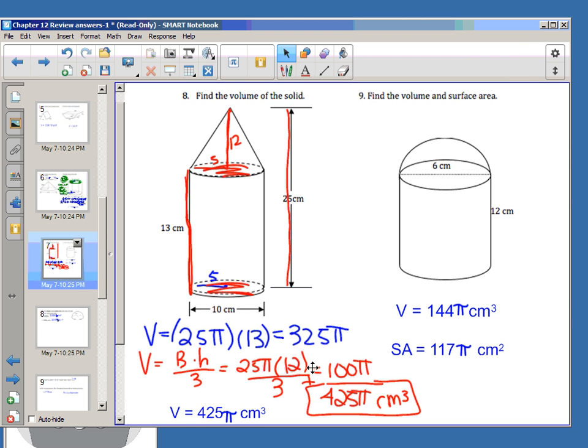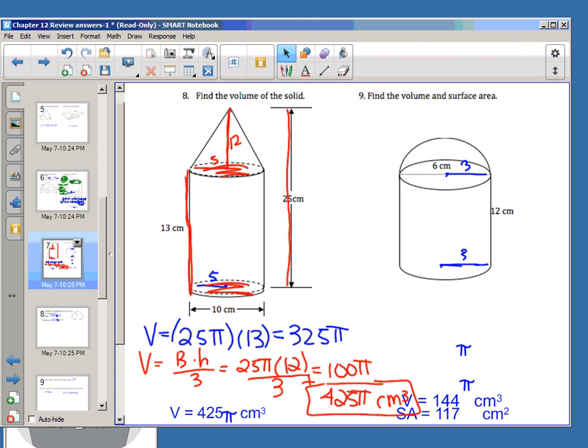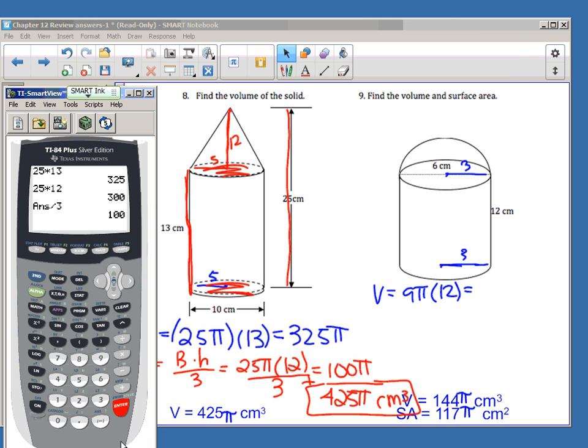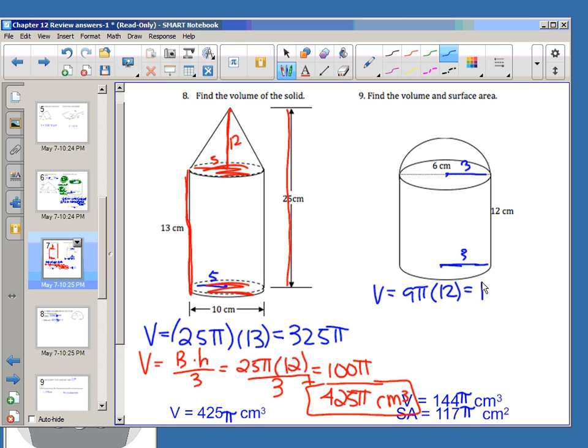Now moving on to the cylinder with now a hemisphere on top. Remember, a hemisphere is half a sphere. So again, I know that the radius is not 6. The radius of my cylinder is 3. So to find the volume of the cylinder, I'm going to do the base area, which is 9 pi, times the height, 12. So I get 108 pi for the cylinder.